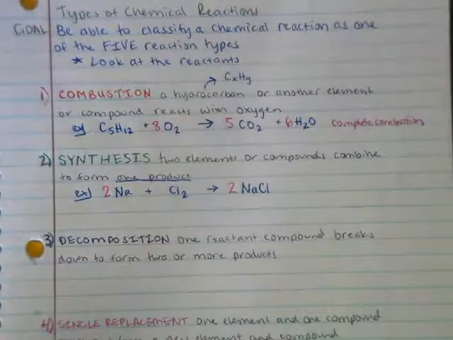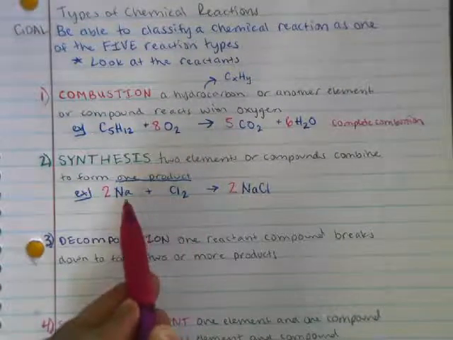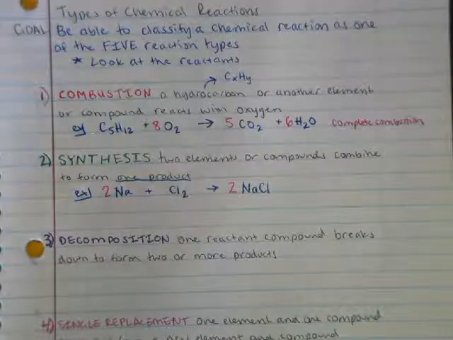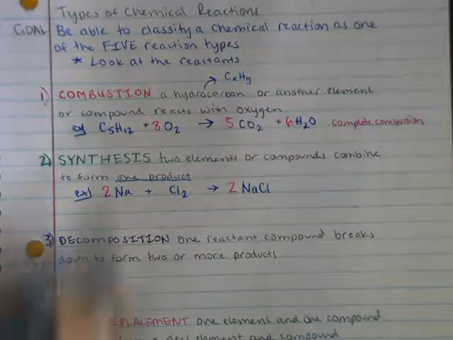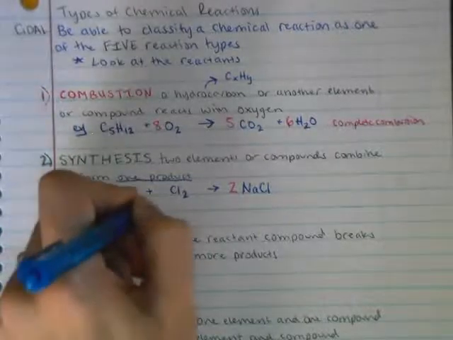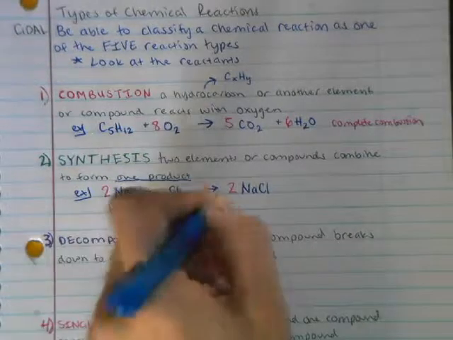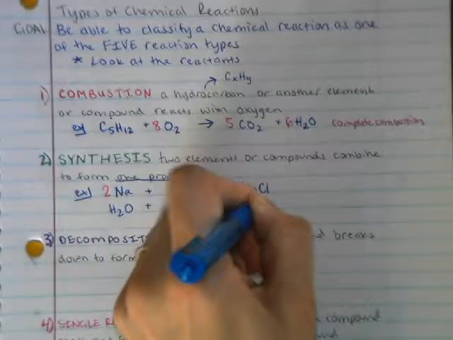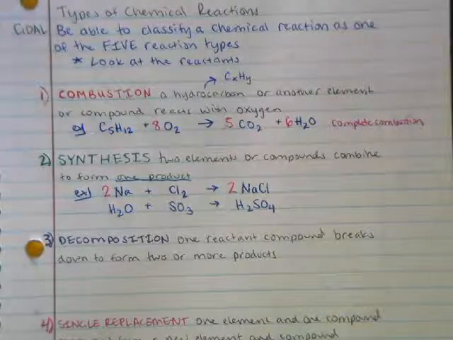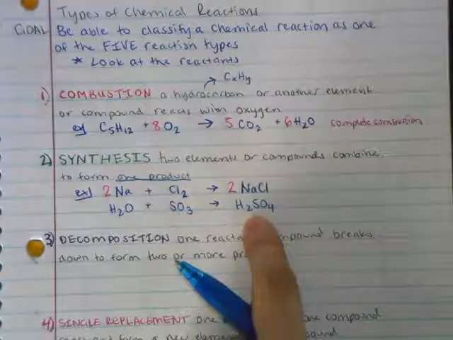So that's an example of a synthesis reaction of 2 elements. Again, what I was trying to say is the only thing these 2 things can do is just combine to make one compound. Another example would be reacting water with sulfur trioxide, which would make sulfuric acid. Okay, this is how a lot of acids are made. All right, and that's an example of 2 compounds synthesizing to make one product.